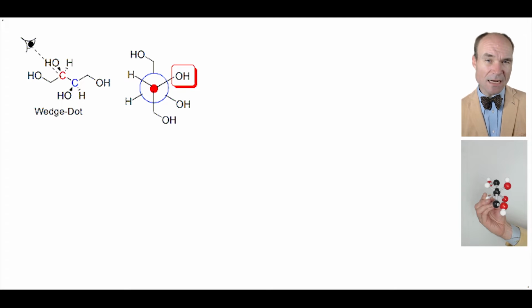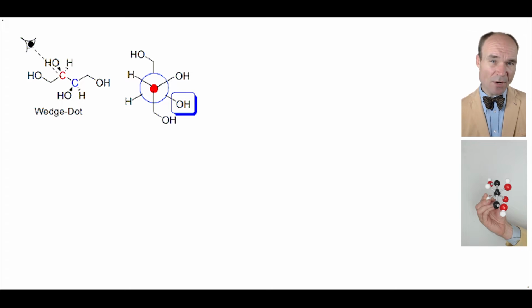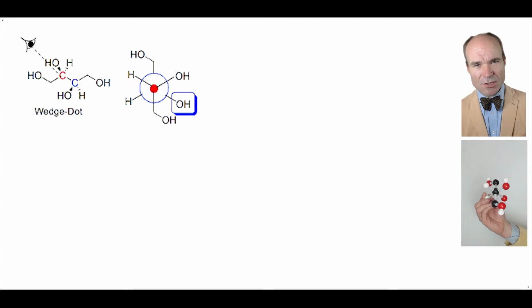What about the hydroxyl attached to the blue carbon, the carbon further from the eye? It's on the same side, which we previously agreed is on the right side. So in the Newman projection, it is attached to the blue circle on the right side.